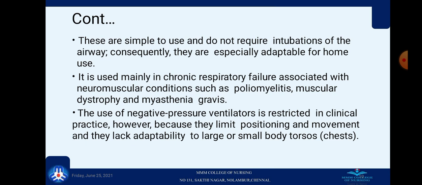These are simple to use and do not require intubation of the airway. Consequently, they are especially adaptable for home use. It is used mainly in chronic respiratory failure associated with neuromuscular conditions such as poliomyelitis, muscular dystrophy, and myasthenia gravis. The use of negative pressure ventilators is restricted in clinical practice, however, because they limit positioning and movement and they lack adaptability to large or small body torsos.